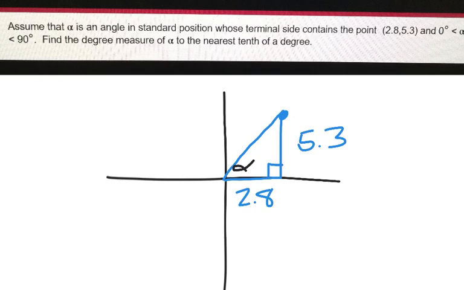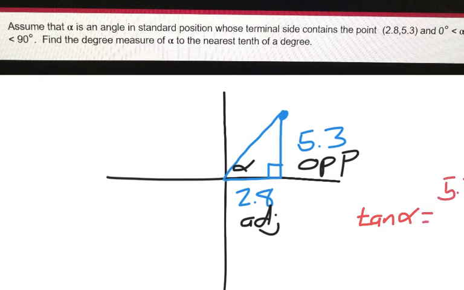So I'm going to use a trig ratio based off the sides that I know. 5.3 is the opposite side. 2.8 is the adjacent side. So which trig function deals with opposite and adjacent? That would be tangent. So we set this up to be tangent of the angle, that's what I'm looking for, alpha, equals the opposite side over the adjacent side. And again, we know both of these are positive values because we went right and up, and we're in the first quadrant here.